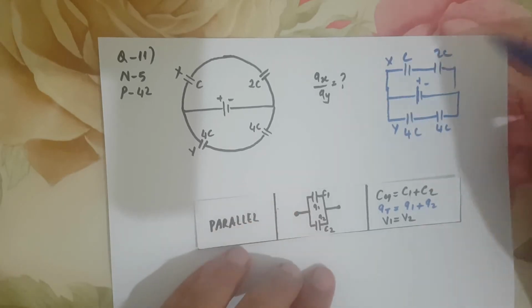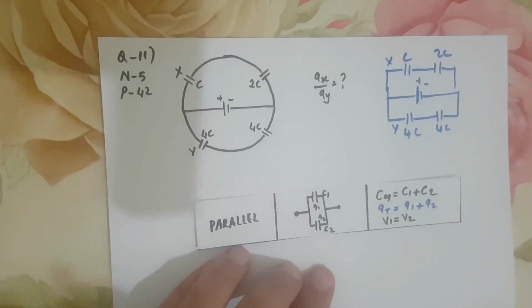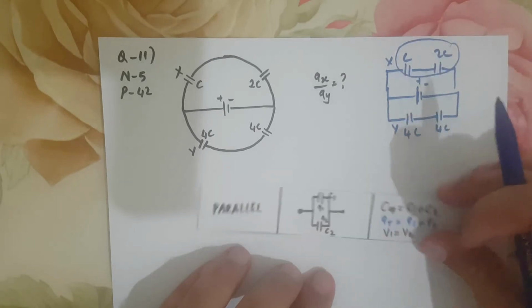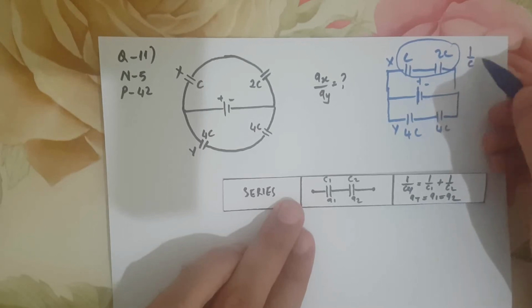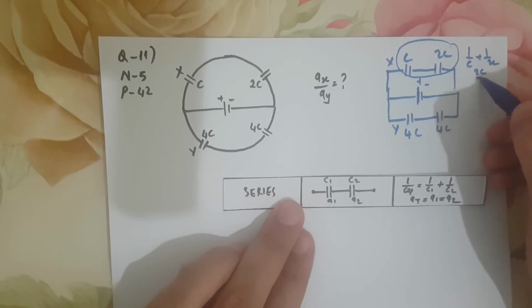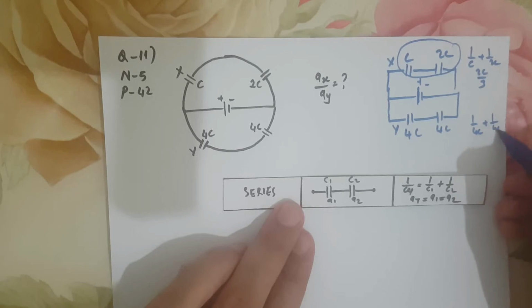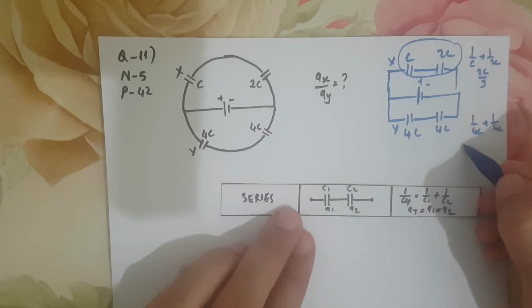So you know, what about the Q? Asking for Q. So we can take it to C equivalent here. So C equivalent here for the series combination is equal to 1 over C plus 1 over 2C. So it becomes 2C over 3 here. What about here? 4C, 1 over 4C plus 1 over 4C becomes 2 over 4C. Make it reverse, it becomes 2C.